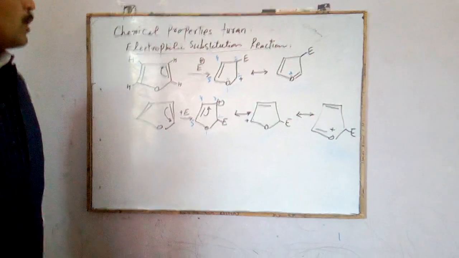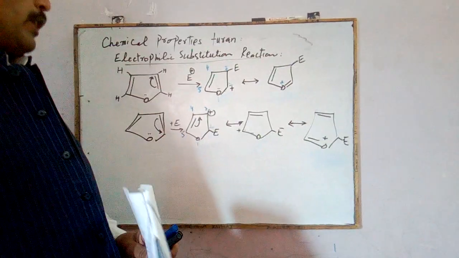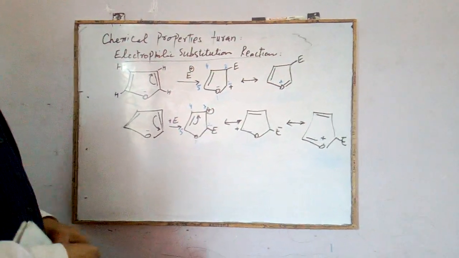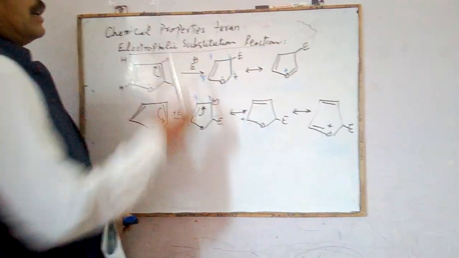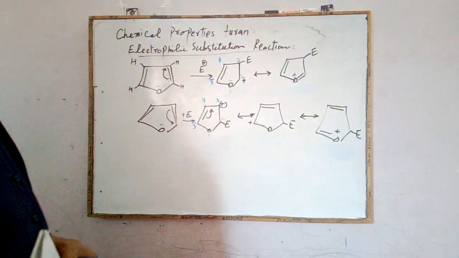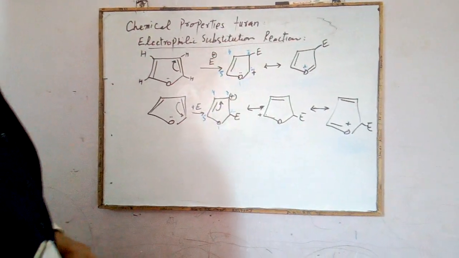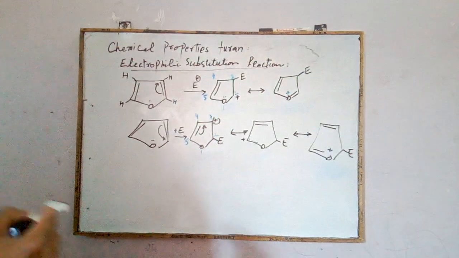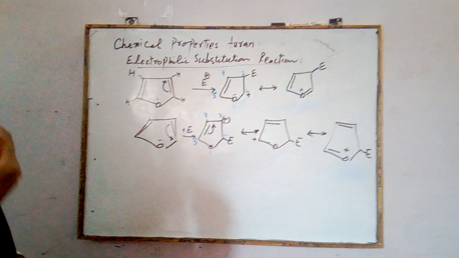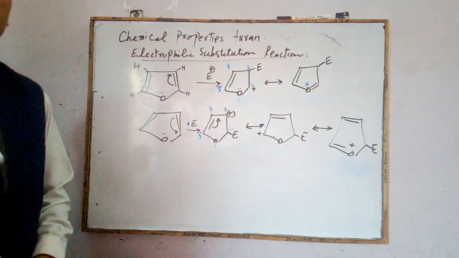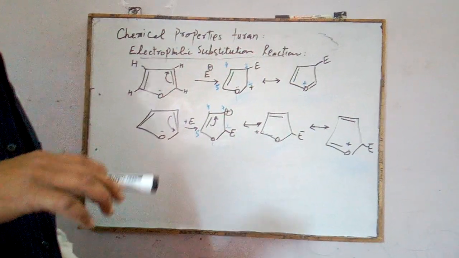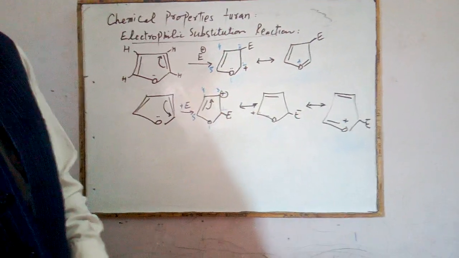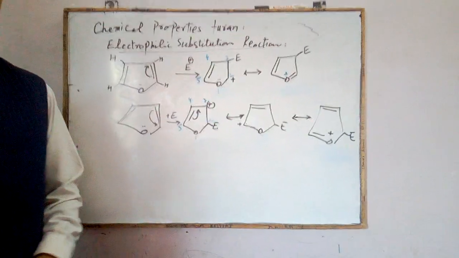Today we will discuss the chemical properties of furan. Usually, furan undergoes electrophilic substitution reactions. As you know, electrophilic substitution is the attack of the electrophile on the pi electron system. So, the electrophilic substitution reactions in heterocyclic compounds, particularly furan, take place in the same manner as in other simple aromatic hydrocarbons like benzene.